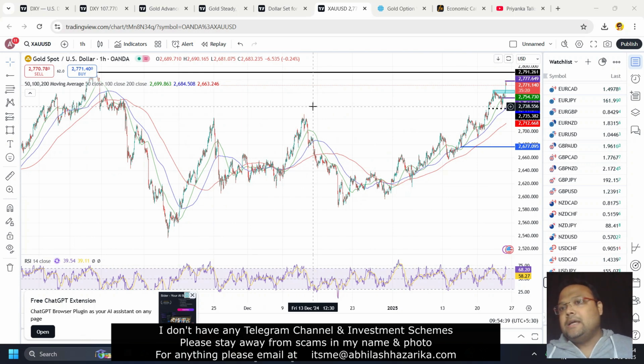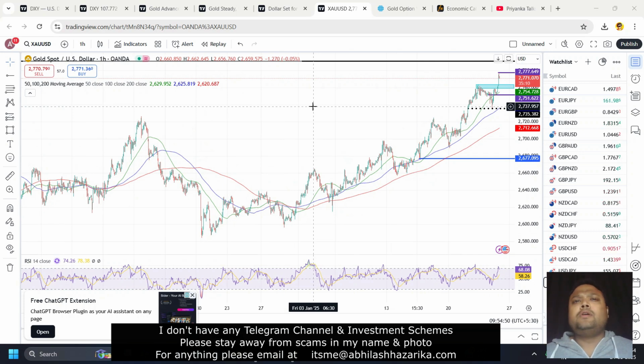But as I have already said, 2790 may be the resistance, but if the market is very bullish, do not expect a complete trend reversal or something like that. As a day trader, we can look for a 50 to 60 pips target, but do not look for a complete trend reversal permanently.